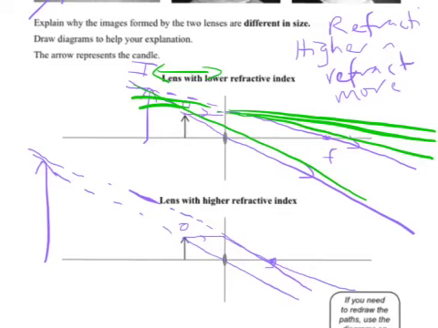Essentially, the one main thing is the different refractive index causes the rays to bend at different amounts, and then the images will appear to be at different locations and be different sizes purely because of that. So you can get a more comprehensive explanation in your answer if you really need to, but that's the main idea.